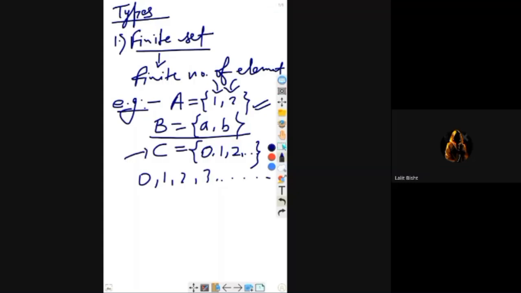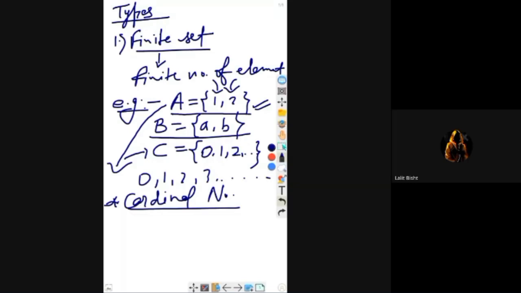Now, what is a cardinal number? The cardinal number is the number of elements in any finite set. Look here: A is the set having elements 1 and 2, so the number of elements in A will be equal to 2. Count it, 1 and 2. The number of elements in B will also be 2 because we have the elements a and b. The cardinal number is always denoted by n of the set.